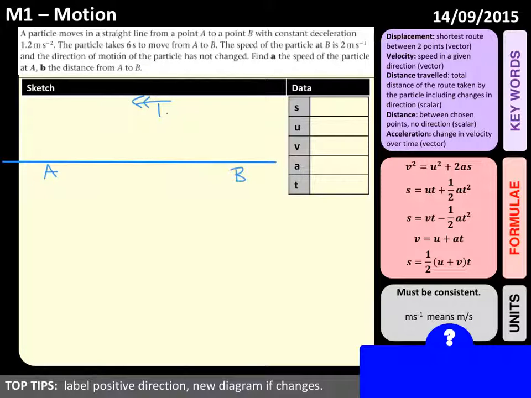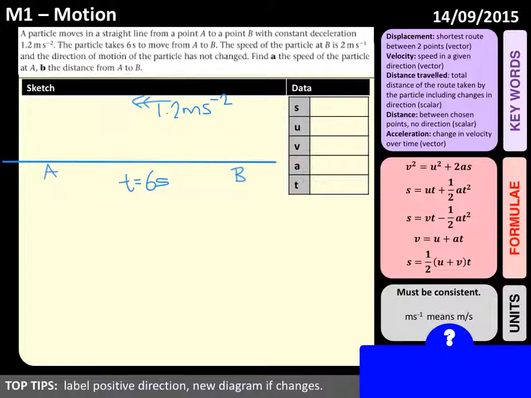And label that with 1.2 meters per second squared. Again, remembering my double arrow represents acceleration. I'm told about the time, that it takes 6 seconds to move from A to B, so we're just going to mark that on our diagram, t equals 6 seconds.